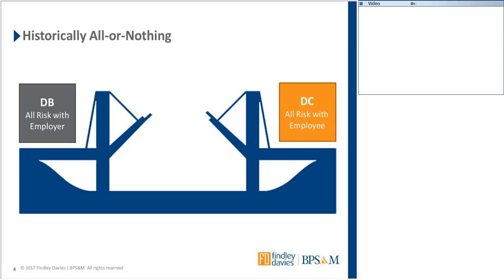Historically, we've had these two islands with no bridge connecting them in the middle. We've got the DB plans on one side and the DC plans on the other side. With the DB plans, all the risk has been with the employer. All that investment, interest rate, and mortality risk has been with the employer. Conversely, on the defined contribution side, the employer just puts in that contribution, and then it's up to the participant to manage the mortality risk, interest rate risk, and investment risk. And so we've had this big divide traditionally.